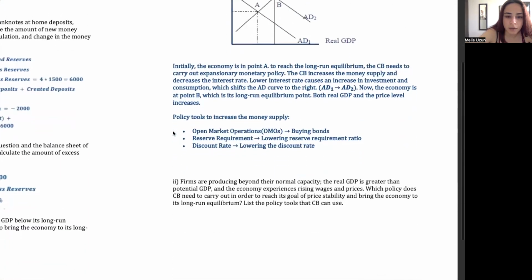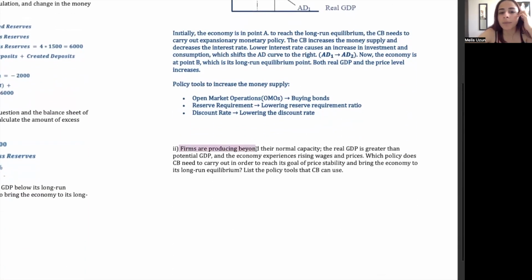Let's look at question 2. Firms are producing beyond the normal capacity. The real GDP is greater than potential GDP, and the economy experiences rising wages and prices. Which policy does the central bank need to carry out in order to reach its goal of price stability and bring the economy to its long-run equilibrium? List the policy tools that the central bank can use. Let's look.